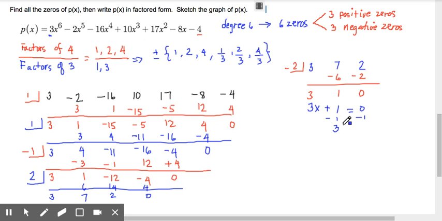And therefore, we'll have 3x equals negative 1. And so x is equal to negative 1/3 because we're going to divide both sides by 3.